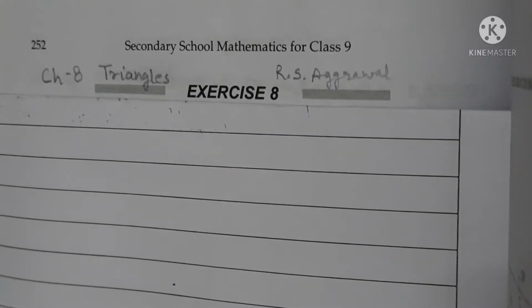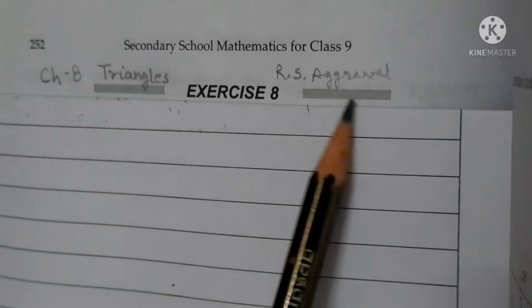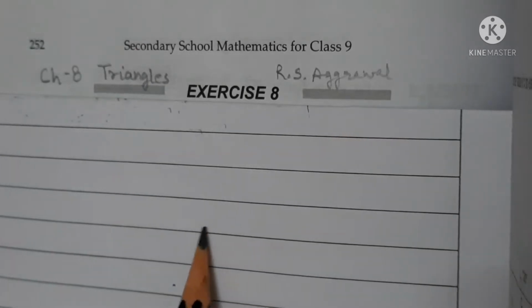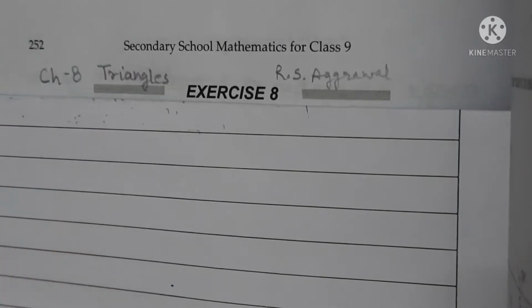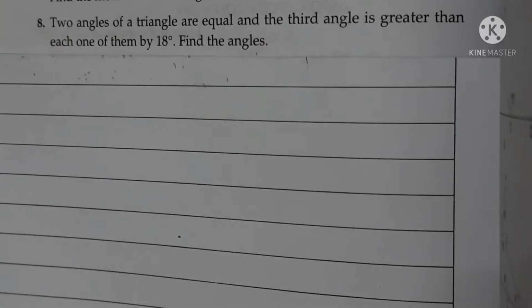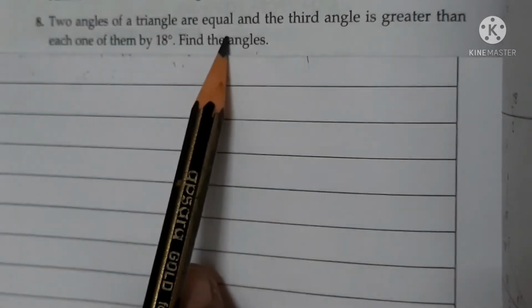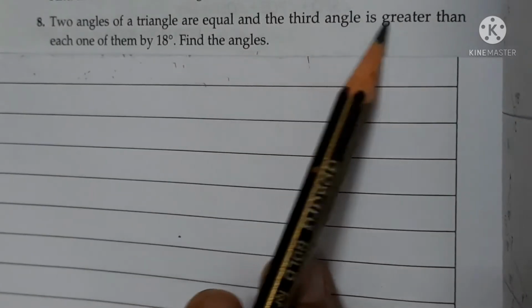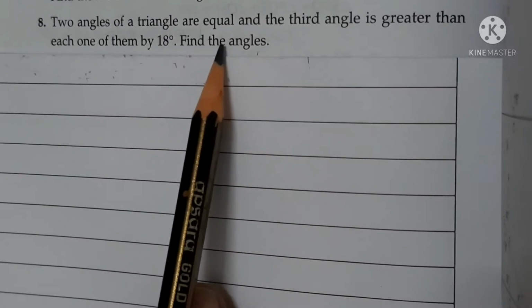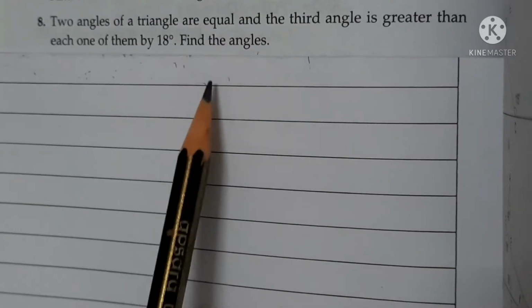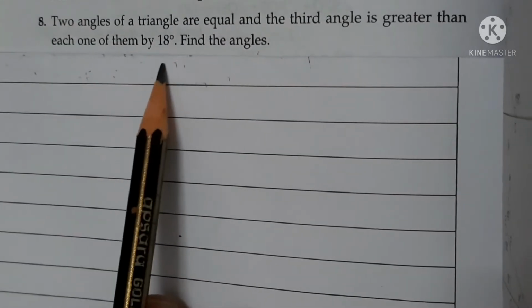So this is chapter 8, Triangles, Exercise 8 from R.S. Aggarwal, and we will continue from question number 8. Two angles of a triangle are equal and the third angle is greater than each one of them by 18 degrees. Find the angles. So here I will explain what to do in this question.